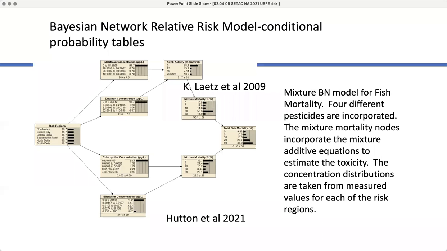In the top, the data are from Kathy Letts and her NOAA colleagues, published in 2009. At the bottom is what Hutton and her other colleagues at Oregon State did. That paper just came out.